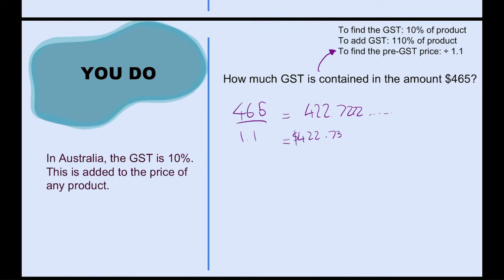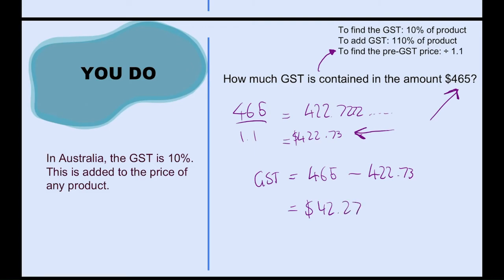Now, we want to know specifically how much of the price was GST. So this is the price before the GST is applied, and this is the price after GST is applied. To figure out how much of that is the GST, we're just going to take the original price and subtract the pre-GST price. And again, you just stick this in your calculator and you'll get 42.27. That is the GST.